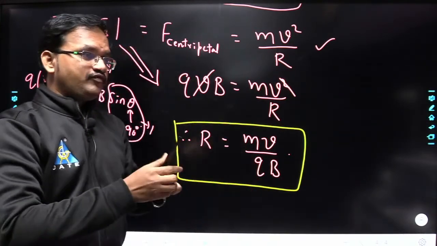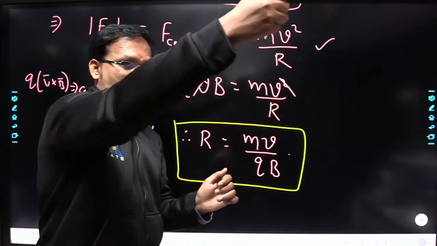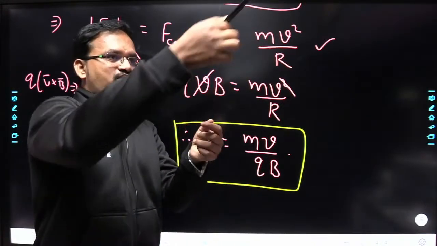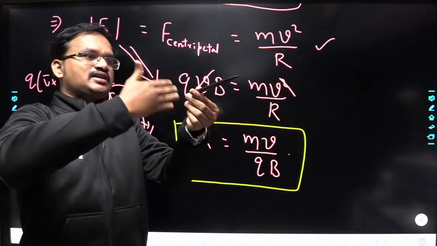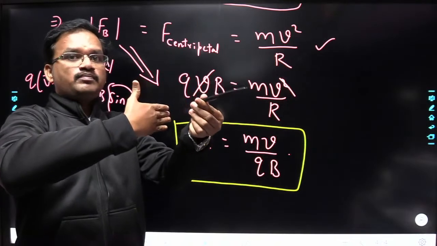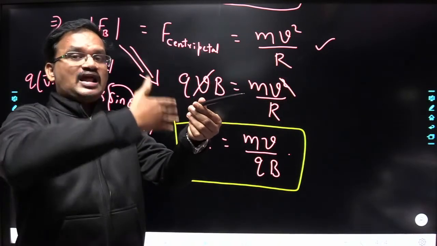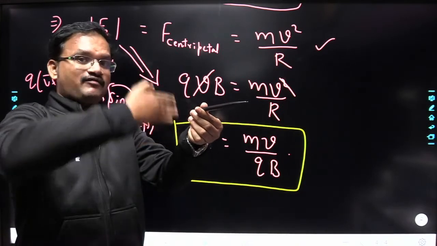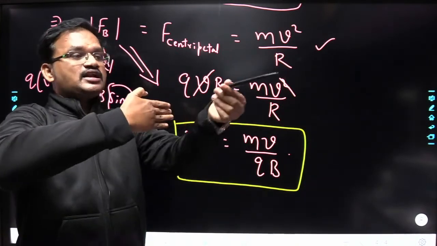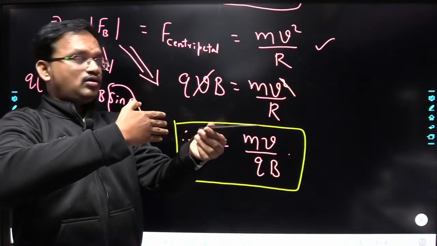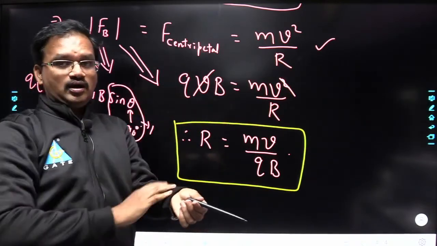Understood? See, if you consider some B field somewhere here, in 3-dimensional space, then for this B field you have to consider a plane that is perpendicular to the B field. And the velocity must be present in the plane. The velocity must be present in a plane that is perpendicular to the B field. Yes or no? Then only this case will occur.